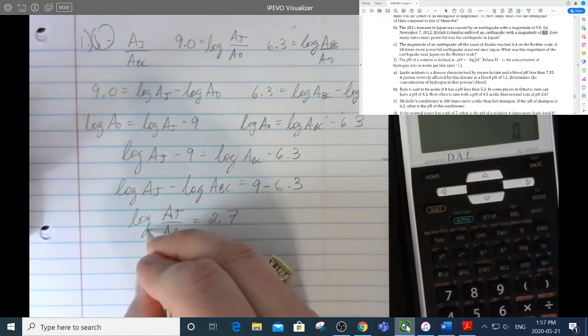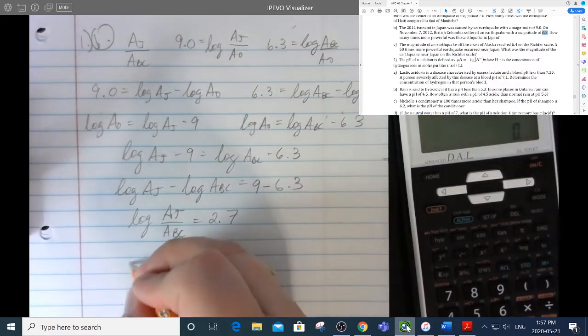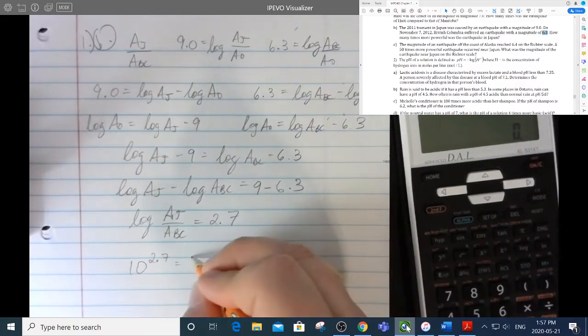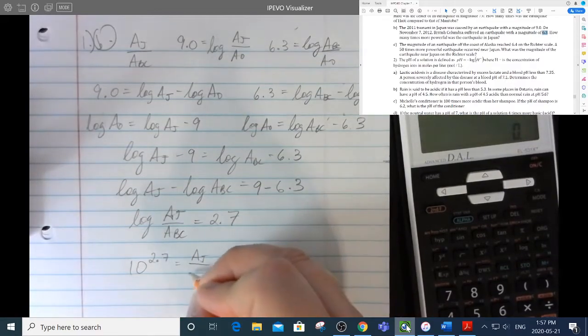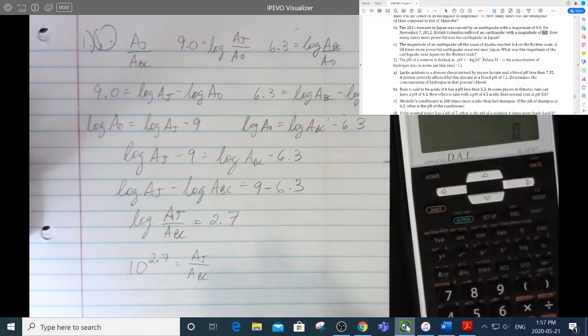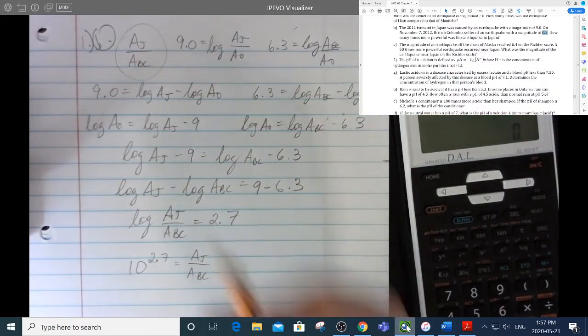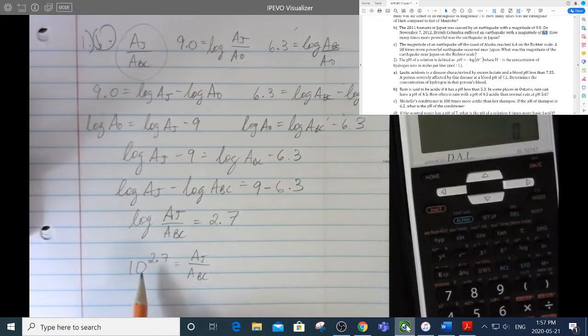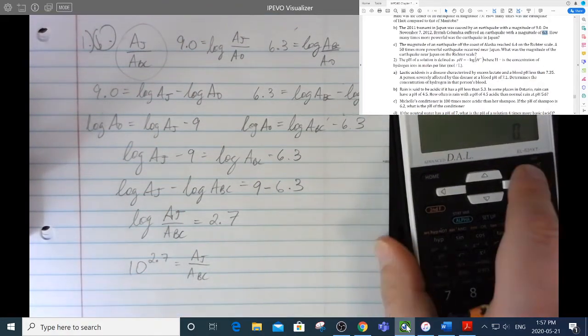So changing that now to an exponential equation, 10 to the power of 2.7 is going to actually equal the ratio that I wanted as my solution in the first place, right? This is what I wanted in the first place. How many times bigger is that than that? Well, I need to divide them to find that. And the division of those two things gives me 10 to the 2.7.